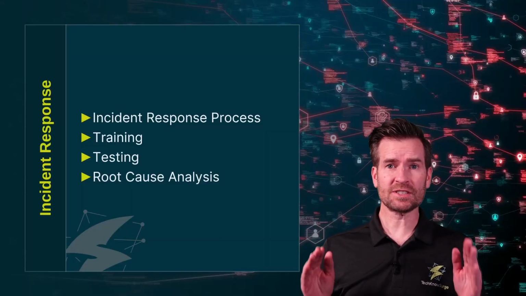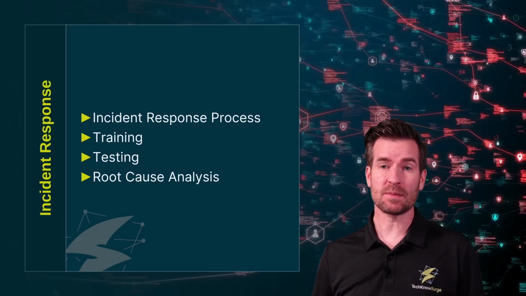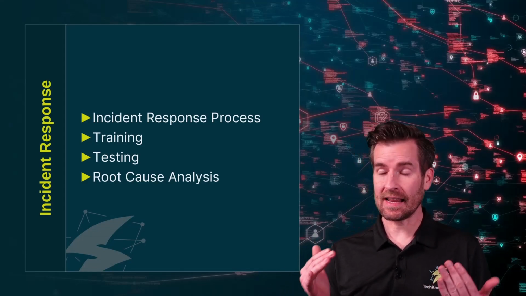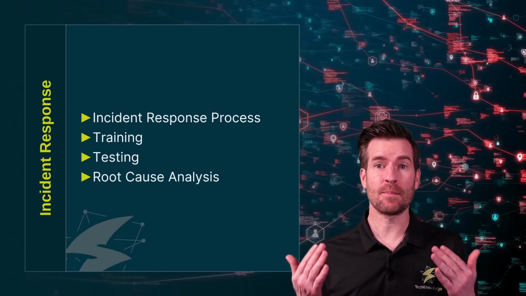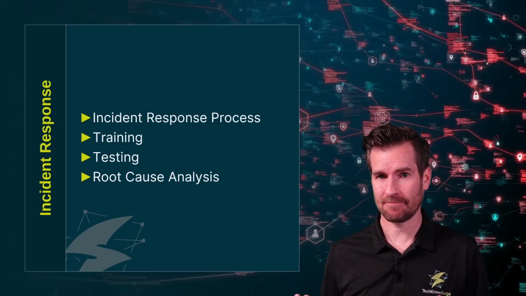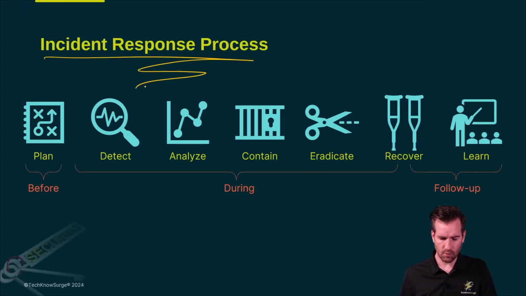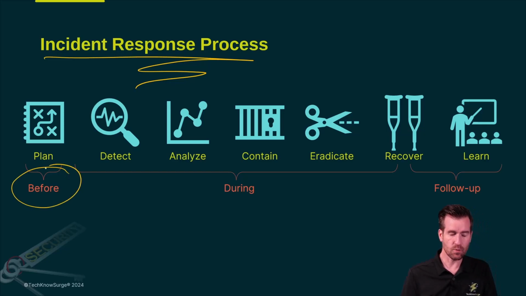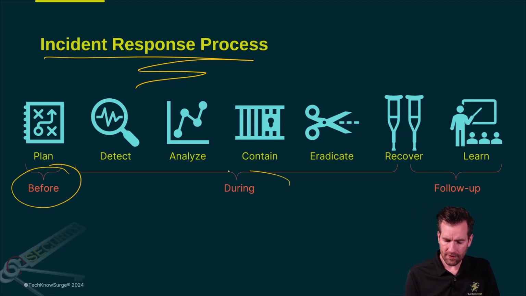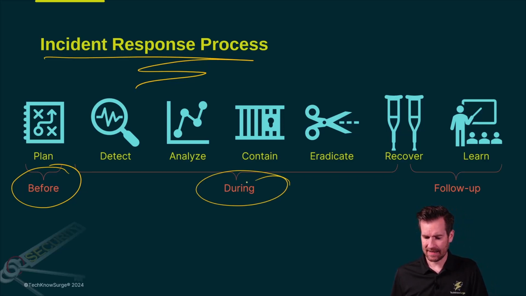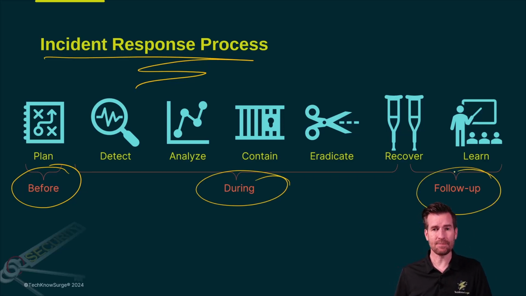In this video, we'll start out by talking about an incident response process. We're going to get into what training and testing might look like, and then we'll finish things off talking about a root cause analysis. The incident response process can really be broken down into three different parts. One is what can be done before an incident occurs, what things need to be done during an incident, and any follow-up or cleanup that needs to happen after an incident.